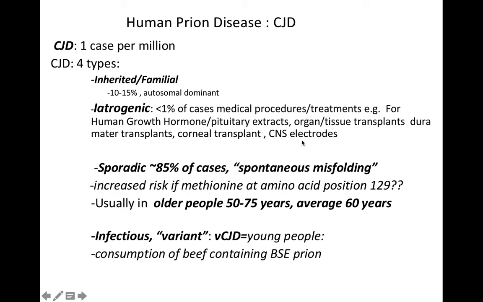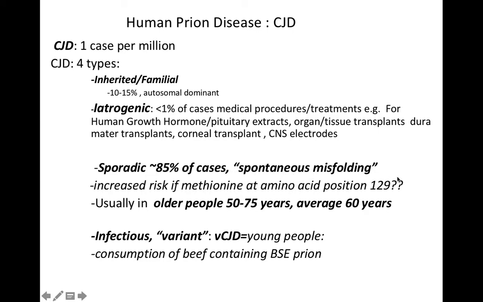And then CNS electrodes, these can't be properly decontaminated. So if they're reused, after being on the brain of a person with a prion disease, then they become contaminated, and they can transfer the misfolded prions to the next patient. Most of the Creutzfeldt-Jakob disease is the so-called spontaneous or sporadic form, and this represents about 85% of the cases. And as far as we know, it's this spontaneous misfolding as we get old.